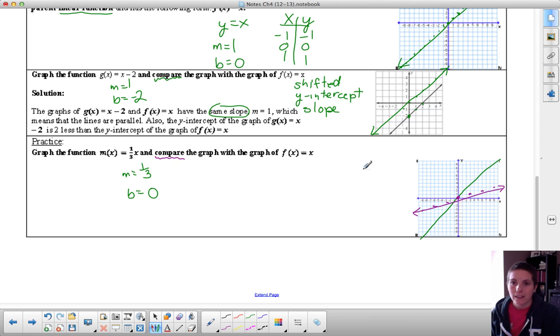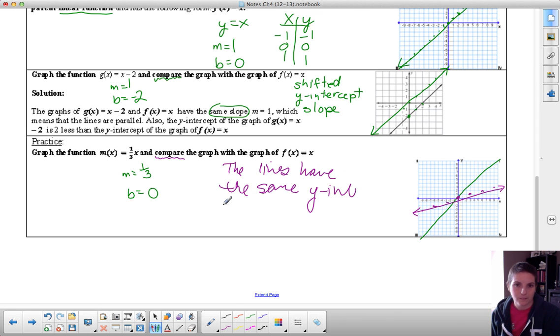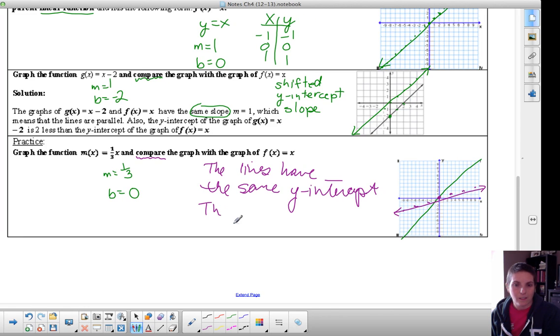We've got our graph. So we need to use those 3 keywords. Talk to me about slope, use the word shifted, and use the word y-intercept. So in this case, I would say they have the same y-intercept, so there has been no shift. It hasn't gone up or down. The lines have the same y-intercept. They have not been shifted up, or the purple line, right?